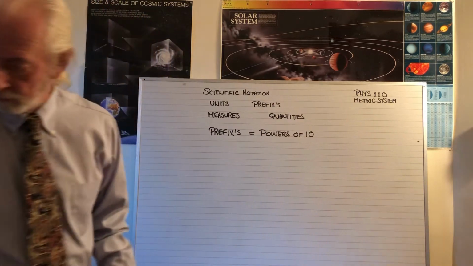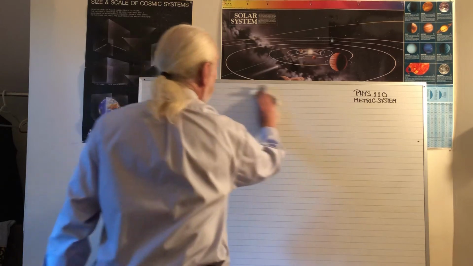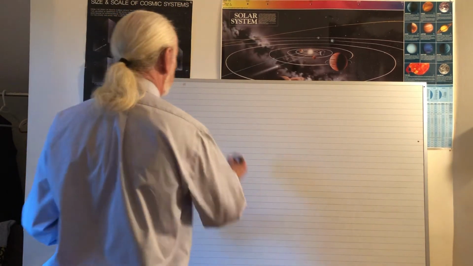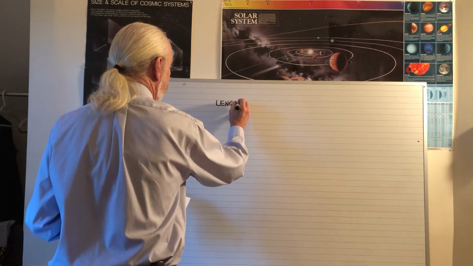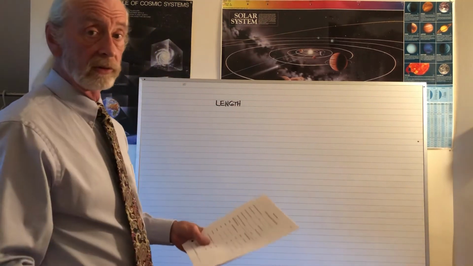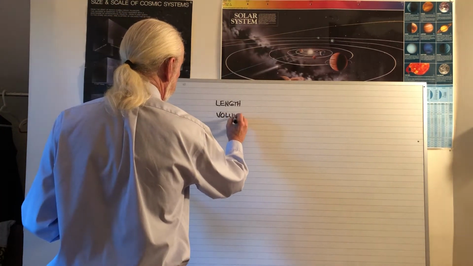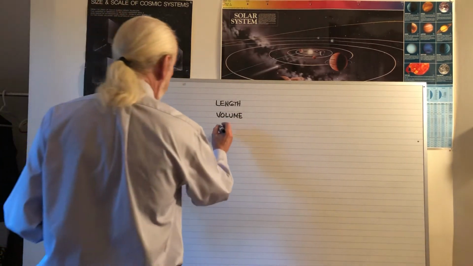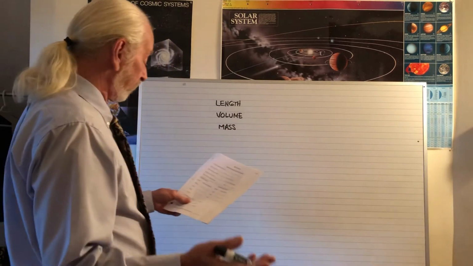Now, let's go through a few of these. So, examples of units. I can talk about a meter, which is a unit of length. I can talk about a liter, which is a unit of volume. And I can use a gram, which is a unit of mass. All right. Examples of prefixes.